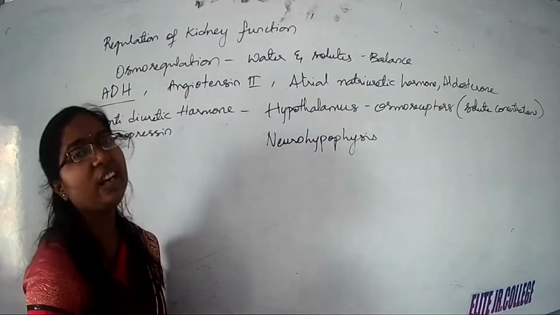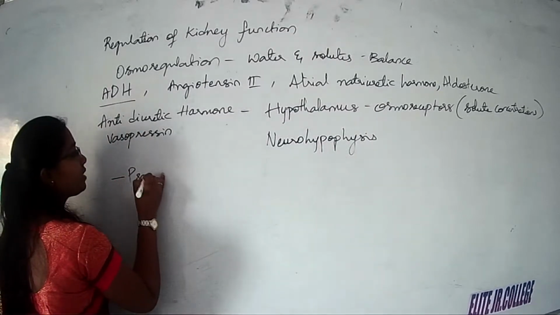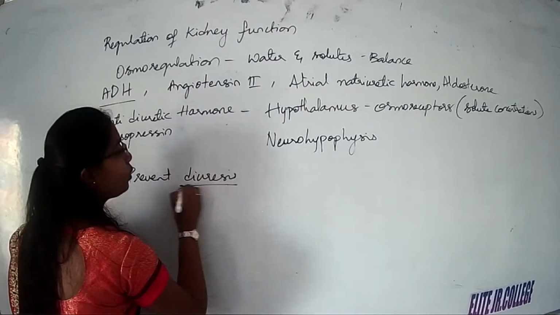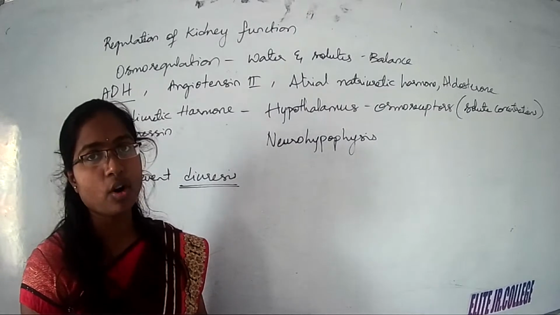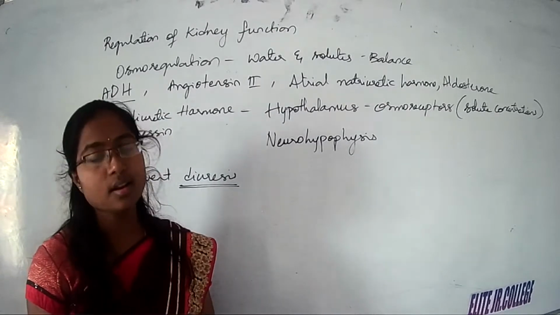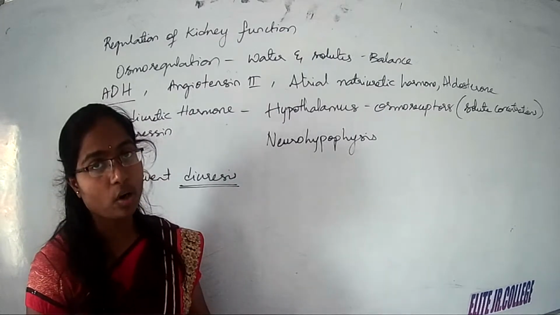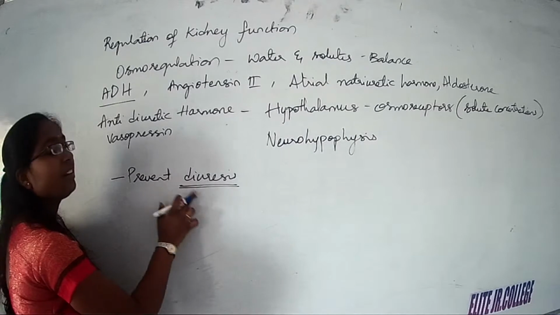The name itself indicates that anti-diuretic hormone is going to prevent diuresis. What is this anti-diuretic hormone going to do? It is going to prevent diuresis. Diuresis is nothing but increased loss of water from the body. So antidiuretic hormone is going to prevent diuresis.